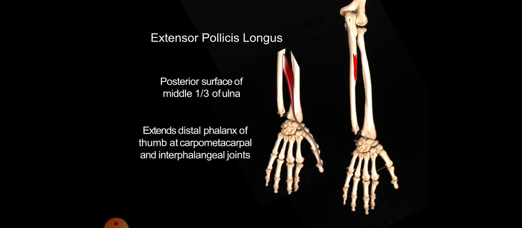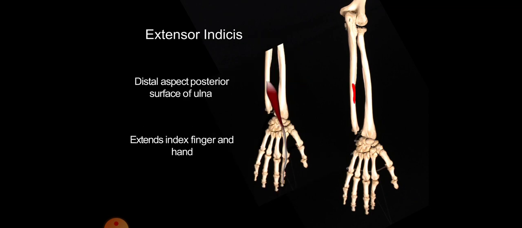Another muscle which is arising from the middle 1/3 of the posterior surface of the ulna is the extensor pollicis longus. It is a muscle for extension of the thumb. It is another muscle of the back of the forearm. Next is the extensor indicis. It arises from the lower 1/3 of the posterior surface of the ulna, and it is for the extension of the index finger.